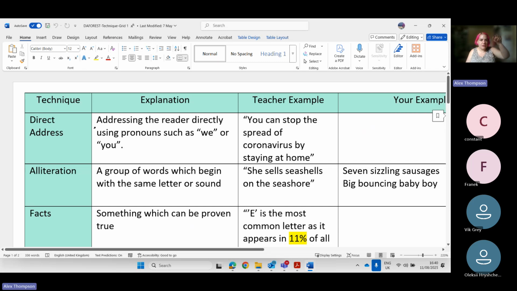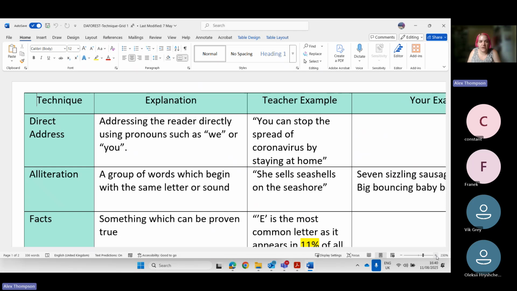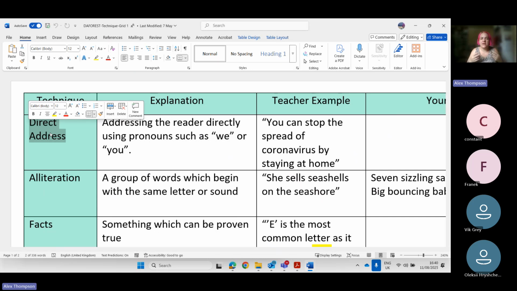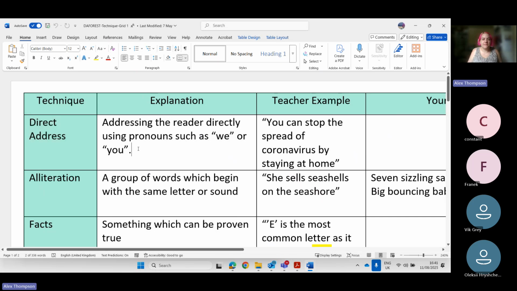So if you look at the blue column down the left-hand side, these are the key bits of information up here. So using things like direct address, or talking directly to the reader, saying you, we as a group, we as residents, it makes them feel very included. So rather than saying people can help pick up litter in Sheffield, it is fun. Say you can join us. It makes it sound a lot more personable and inclusive.